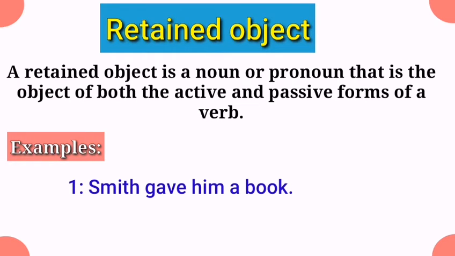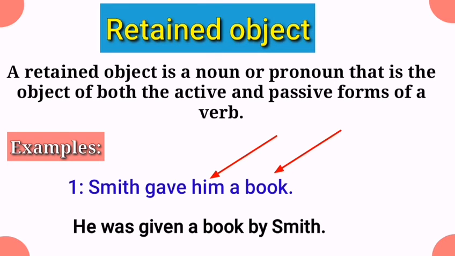Smith gave him a book. Observe this example. This example has two objects, the pronoun, him, and the noun phrase, a book. And this sentence is in active voice. But if it is changed into passive voice, then a retained object can be observed. So, it can be changed like this. He was given a book by Smith.